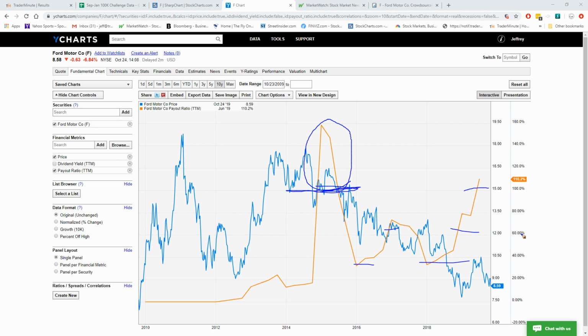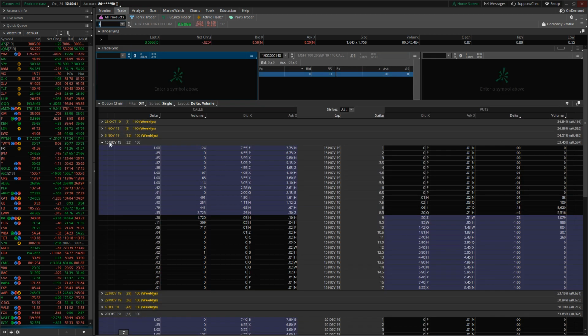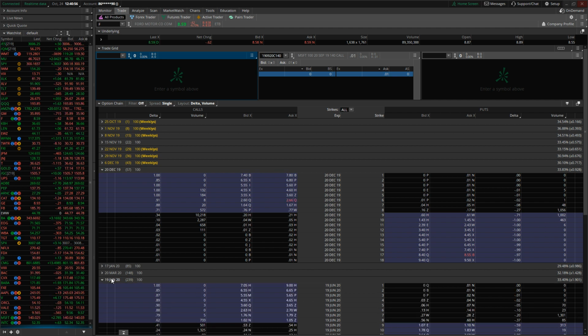If I'm going to buy a dividend play, I need something that's safe, right? So I have to do one of two things. I have to go buy Ford, and I have to use some of that dividend, and we'll take a look at the options here, to protect myself. I have to buy some puts, and the longer the better. But man, the more time I get, the more I have to pay.